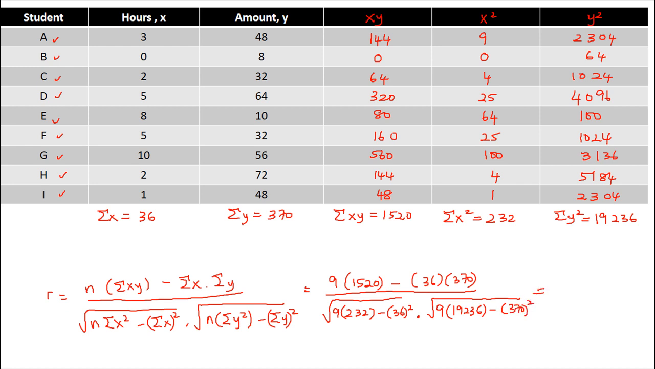Right, so use your calculator to find the value of r, and for this question the value of r is 0.067. So this is quite a small value, near to 0. We can conclude that the value of r indicates a very weak positive relationship between these two variables. Very weak, which is less than 0.2. The value of r is less than 0.2.